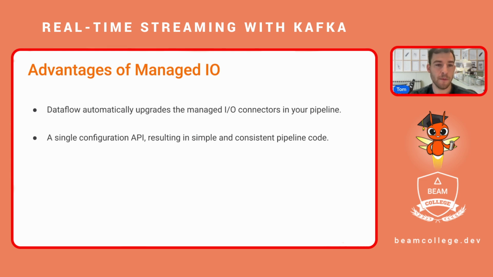Dataflow automatically upgrades the managed I/O connectors in your pipeline. This means your pipeline receives security fixes, performance improvements, and bug fixes for these connectors without requiring any code changes. Traditionally, I/O connectors in Apache Beam have distinct APIs, and each connector is configured in a different way. Managed I/O provides a single configuration API that uses key value properties, resulting in simpler and more consistent pipeline code.